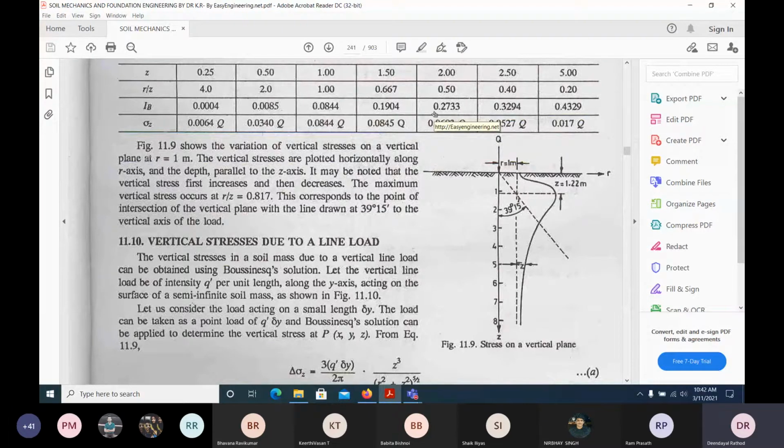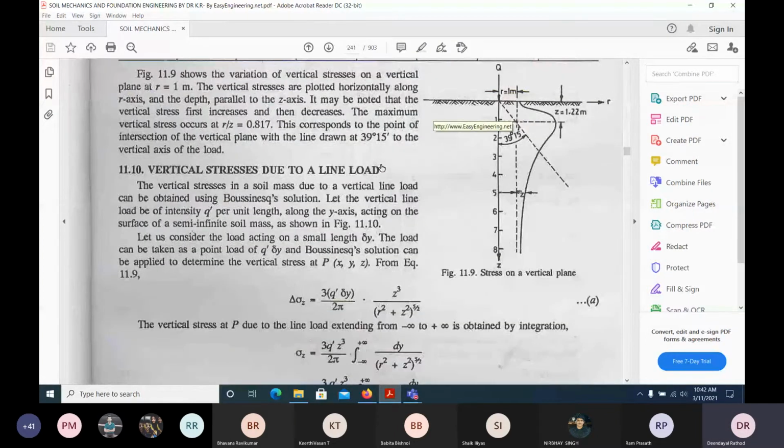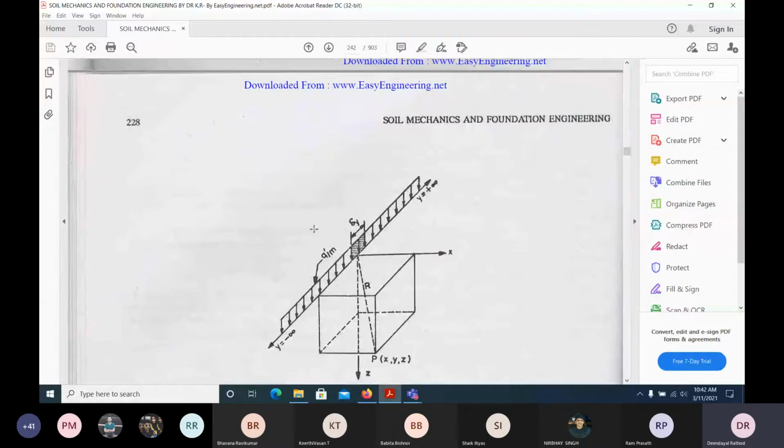Now, till now we have seen the point load. Suppose I have a vertical load due to a line load. Suppose some line of infinite length is going through. How do we generally find it out? Here I am taking one line with some intensity q of load, passing through likewise.